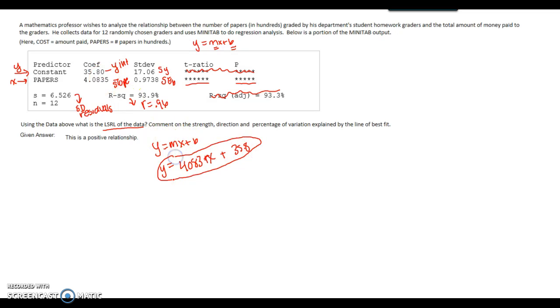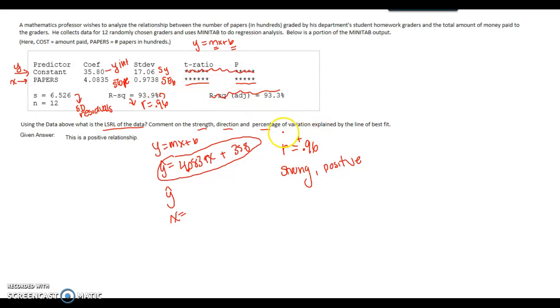All right, then always make sure you have your hat on y, because this is predicted, and you're going to want to define what y hat is and what x is equal to. All right, so it says comment on the strength, direction, and percentage of variation explained by the line of best fit. Your strength and direction is going to come from your r value. That's 0.96. And double check that your slope and your r value have the same sign, positive or negative. We have a positive slope here, so I know my r value is going to be positive, because since r squared is r squared, r could be positive or negative, and you would still get a positive r squared value. So you look at the slope to decide whether r is positive or negative. Okay, so it's 0.96. So what is the strength? There is a strong, and then what direction is it? Positive relationship between the number of papers graded and the amount of money paid to the graders.